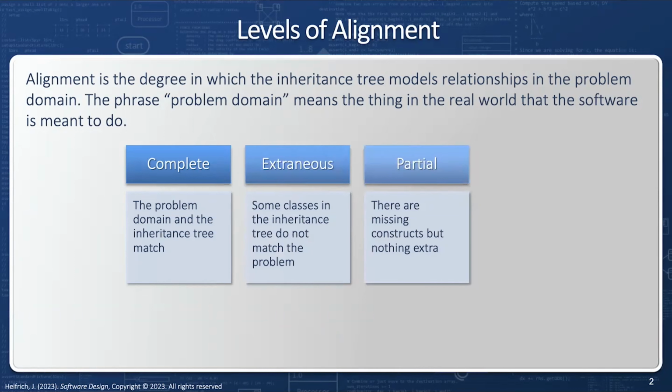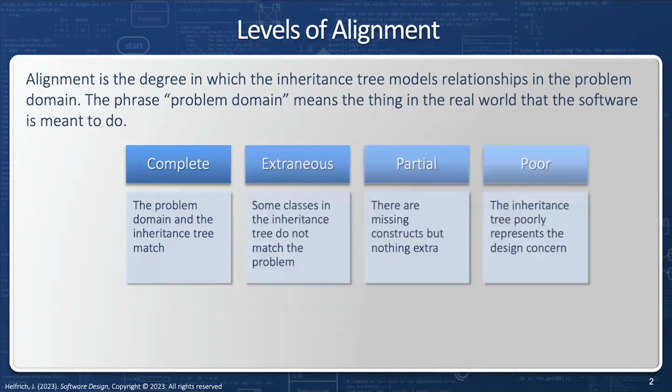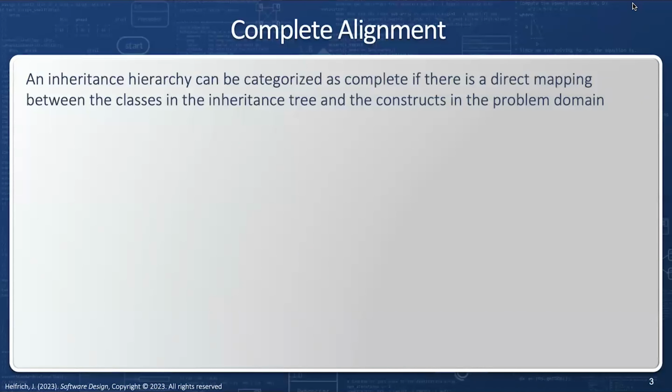In other words, part of the problem domain is not modeled. And poor means it's both partial and extraneous. We poorly represent the design concern. So let's talk about complete alignment.